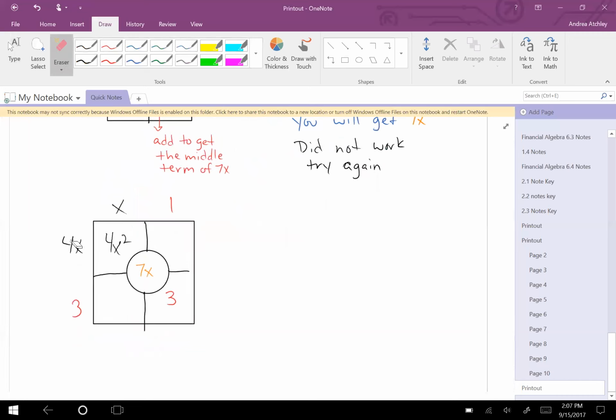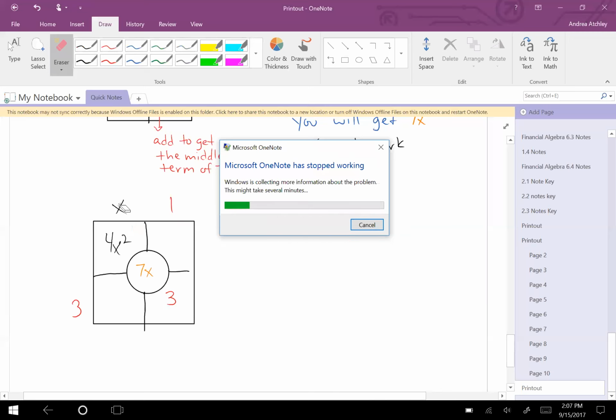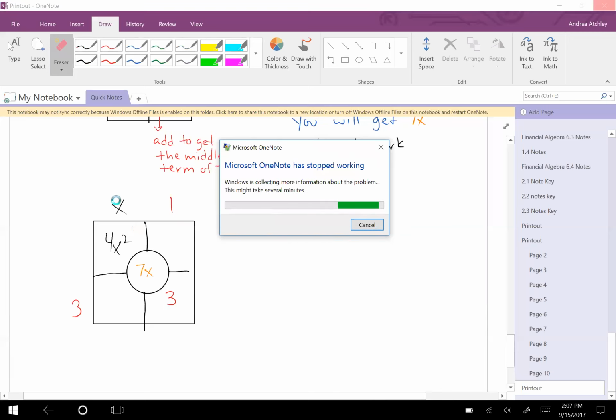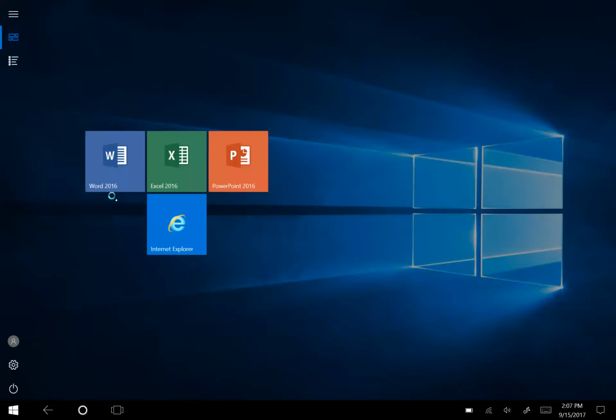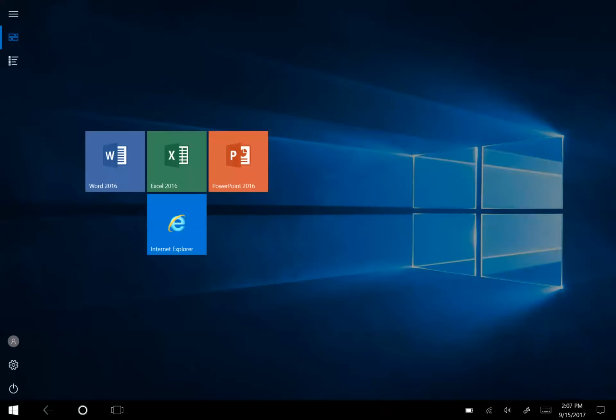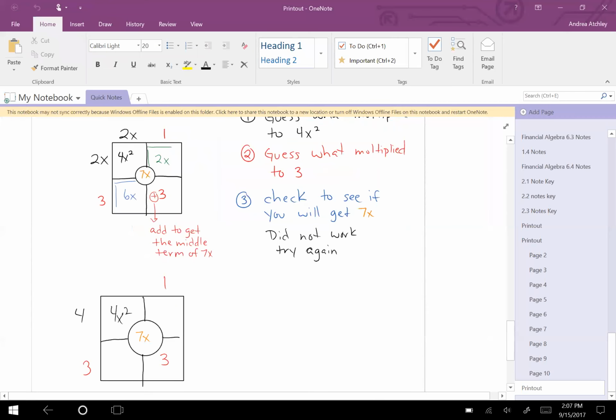Actually, I want to do it the other way. You've got to be kidding me. Okay, let's try that again. Okay, there we go. Phew, thought it totally deleted everything.